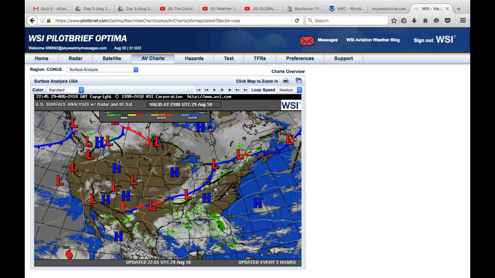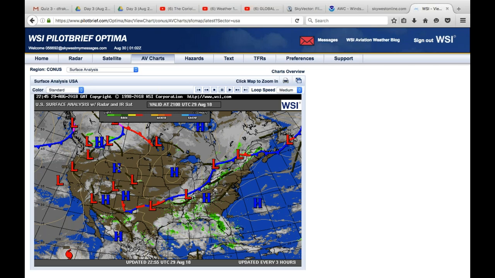So in this surface analysis, we can actually see a lot of these: high pressure, low pressure, you see these troughs. I don't really see any ridges on here. These are fronts. But you can see that a lot of times these match up with where the fronts are, because our pressures are going to be different on each side of the front.